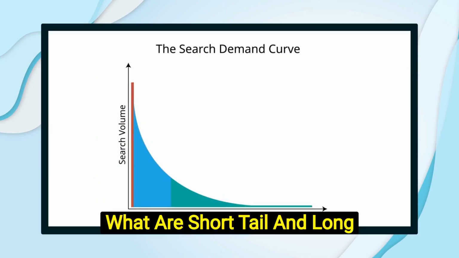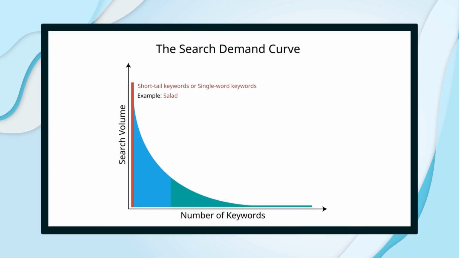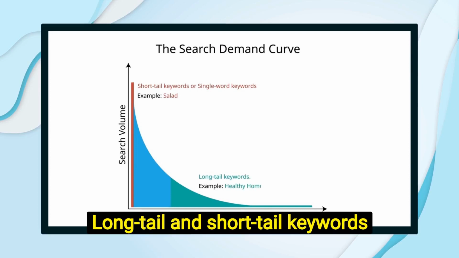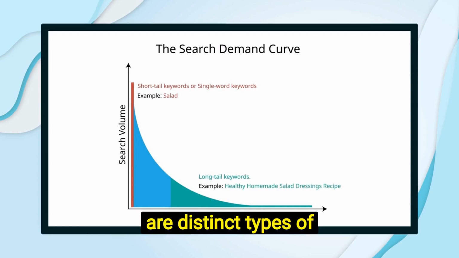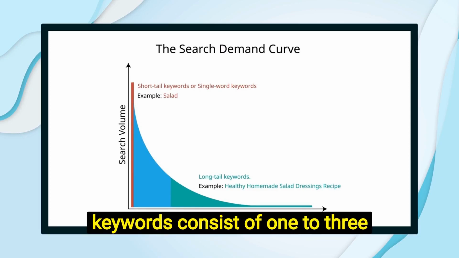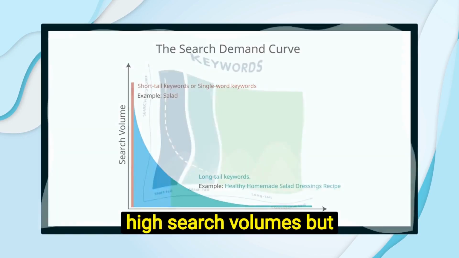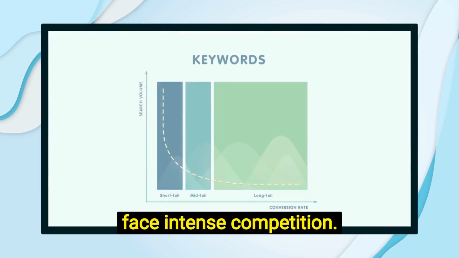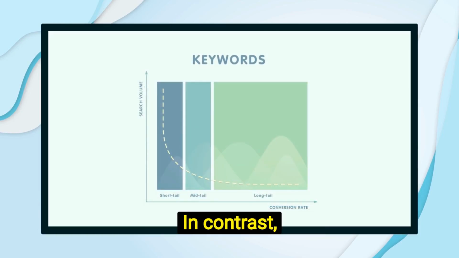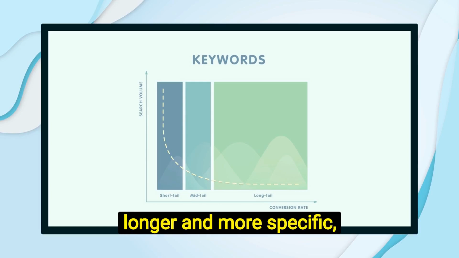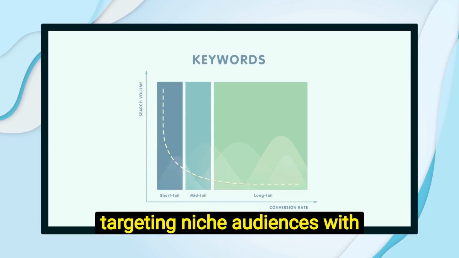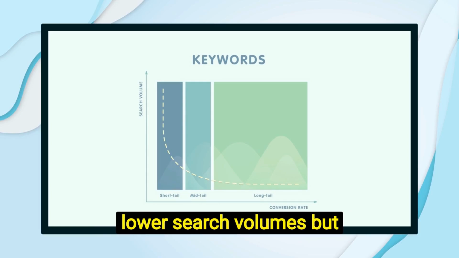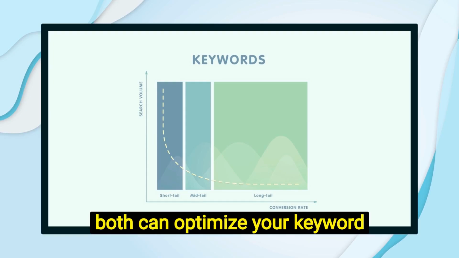What are short-tail and long-tail keywords? Long-tail and short-tail keywords are distinct types of keywords, each with different user intentions and results. Short-tail keywords consist of 1 to 3 words, are broad, and have high search volumes but face intense competition. In contrast, long-tail keywords are longer and more specific, targeting niche audiences with lower search volumes but less competition. Using a combination of both can optimize your keyword strategy.